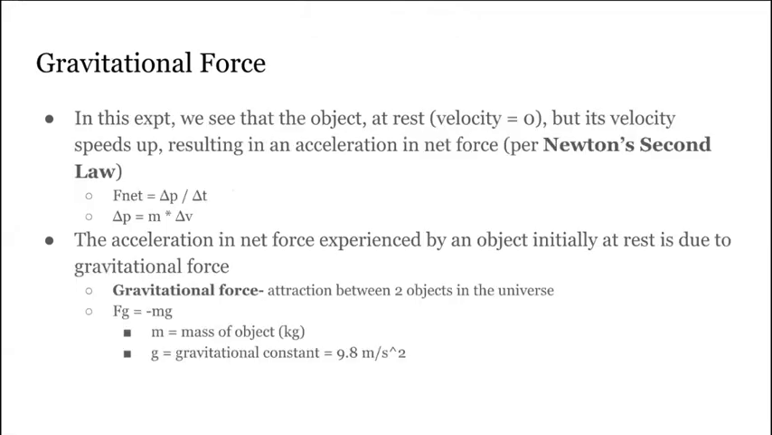In this experiment, we have an object that's falling from rest, so it has zero velocity. But as it falls, we see that the velocity increases. Through Newton's second law, because of the change in velocity, there is an acceleration in net force. We see it through this formula. And the acceleration of the net force by an object initially at rest is due to gravitational force, which is the attraction between two objects in the universe. And this is the formula for gravitational force, where it equals the mass of an object times the gravitational constant.